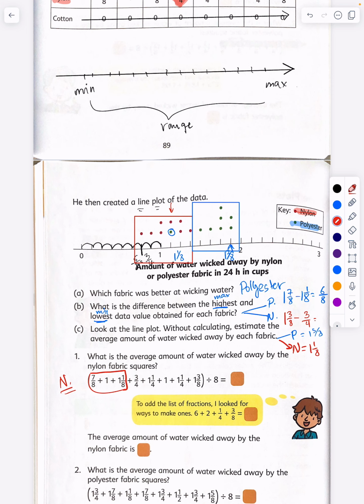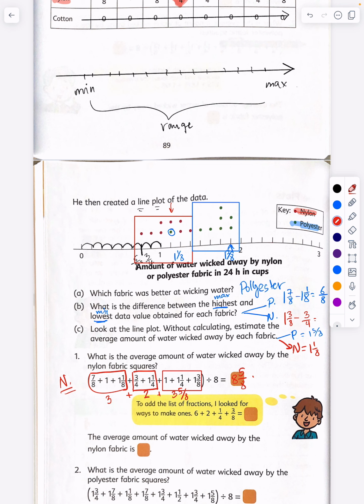So 7/8 and 1/8 makes 2 plus 1, so this is already 3. Now, 3/4 and 1 1/4 already gives us another 2, right? Another 2. And then at the very end, right here, this section, let's add it up. What do we have? We have 3 wholes and 5/8. So let's record this. It means for nylon, the total number of cups of water wicked away was 3 plus 2 plus 3, that is 8.